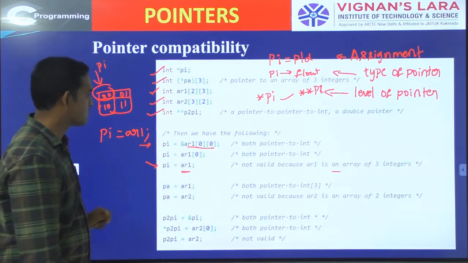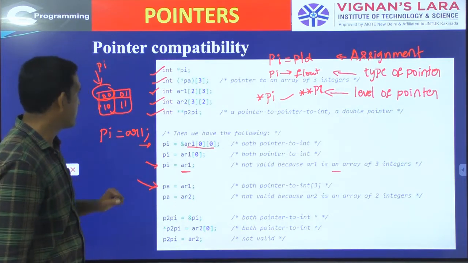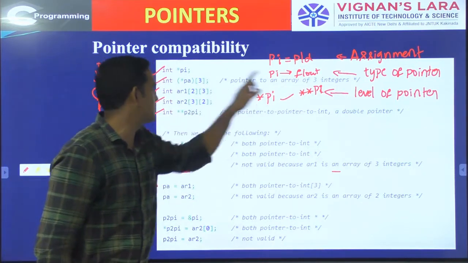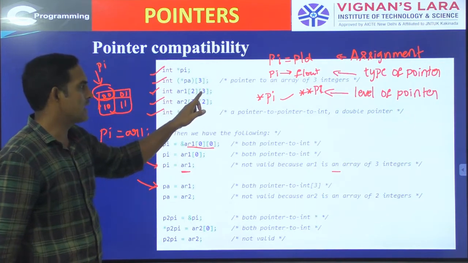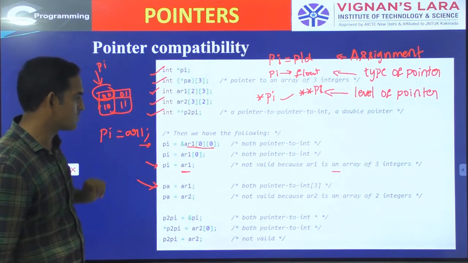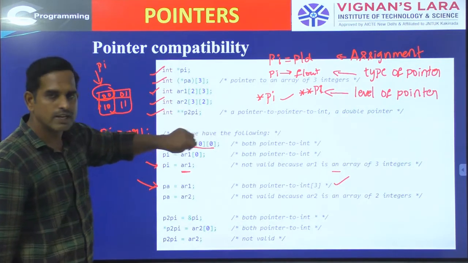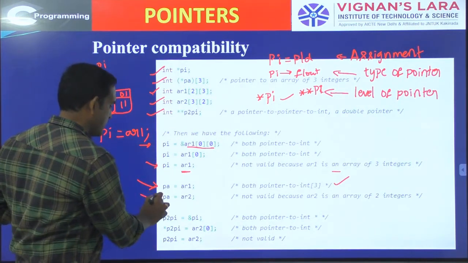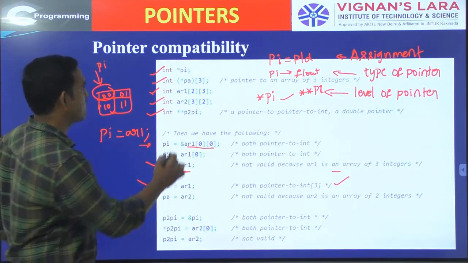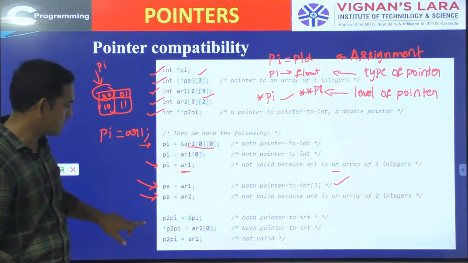Okay, next, you are having Pa is equal to AR1, where Pa is a pointer to an array of 3 integers and AR1 is an array of 3 values. That is a 2 by 3 matrix, so it will be pointing to 3 values. So both point to int of 3, that is, your Pa will point to an array of 3 integers. Pa is equal to AR of 2 is not valid. Why? Because this is 3 and this is 2. Those things are also not valid.